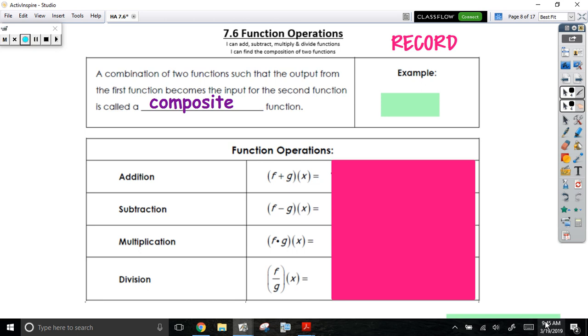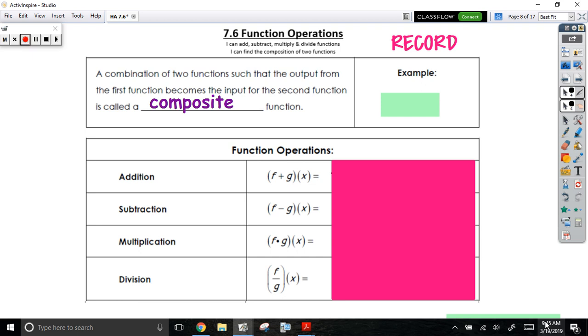So basically you're taking a function and you're going to put it into another function. If you think about two little Easter eggs, like you get when you play the Easter egg hunt, if you were to take one that's smaller and put it inside the bigger one, that would be taking something and putting it into the other one. We're doing that with functions though.